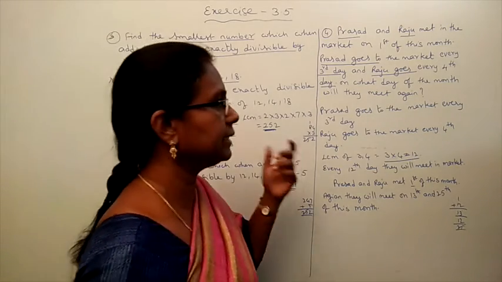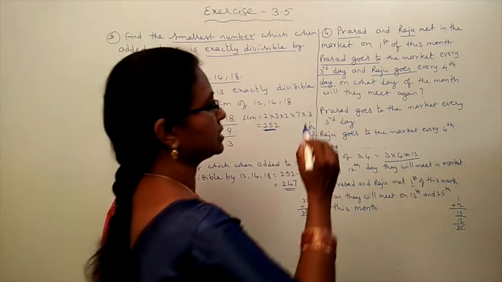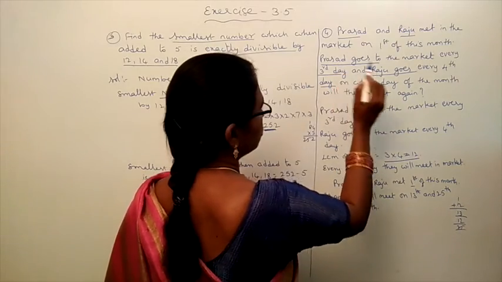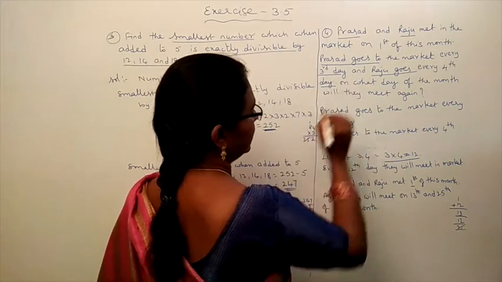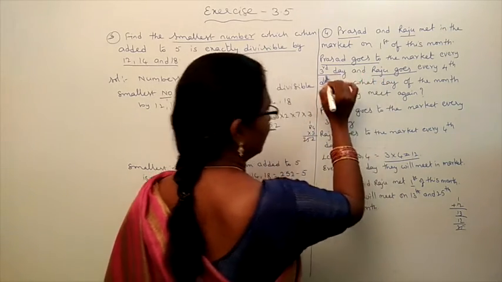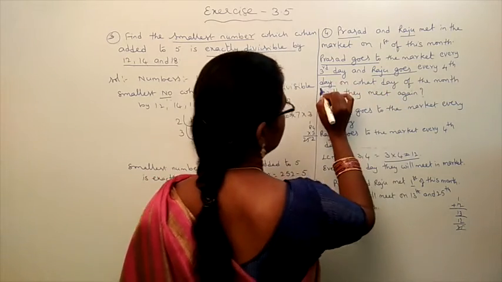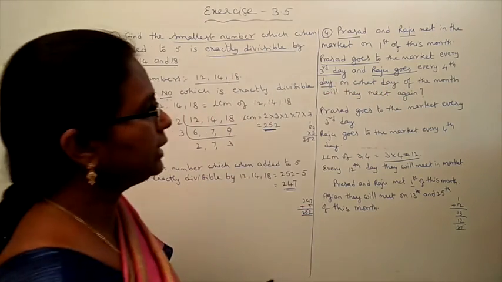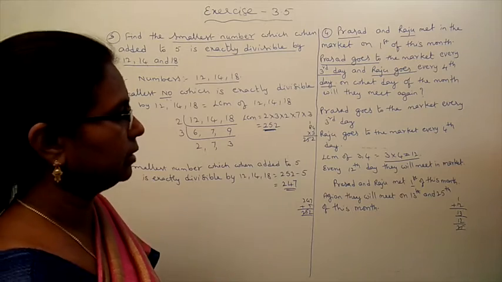Means here Prasad and Raju met in the market on the 1st of this month. Raju is going to market every third day. Prasad is going to market every third day. Raju is going to market every fourth day. On what day of the month will they meet again?